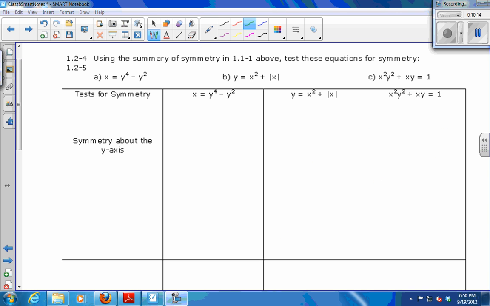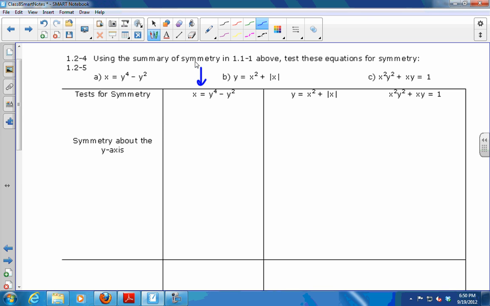Okay, so here are 3 equations, and I want to test them for the 3 different kinds of symmetry: y-axis, x-axis, and origin. So I'll do the first one with you. I have no idea what it looks like. I don't have a graph. I can't graph that in my graphing calculator because it doesn't look like y equals some stuff. So the only way to tell what kind of symmetry it has is to do an algebraic test.